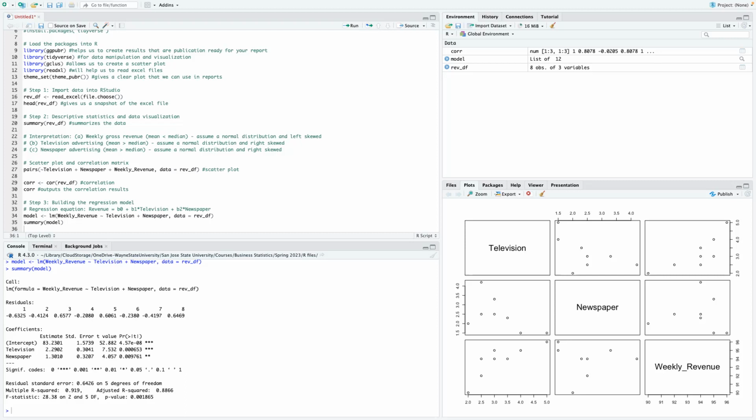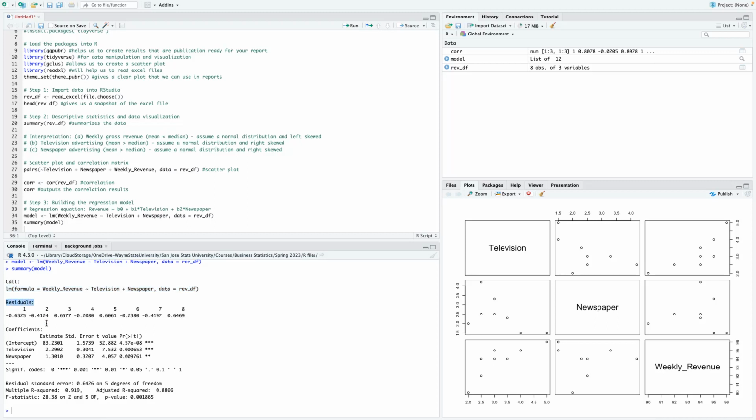All right, so the first part here in the summary model is the call, right? Basically what that is doing is restating what your regression formula was: weekly revenue equals television plus newspaper, and then giving you what data you were calling that from. Now the second part is the residuals, right?